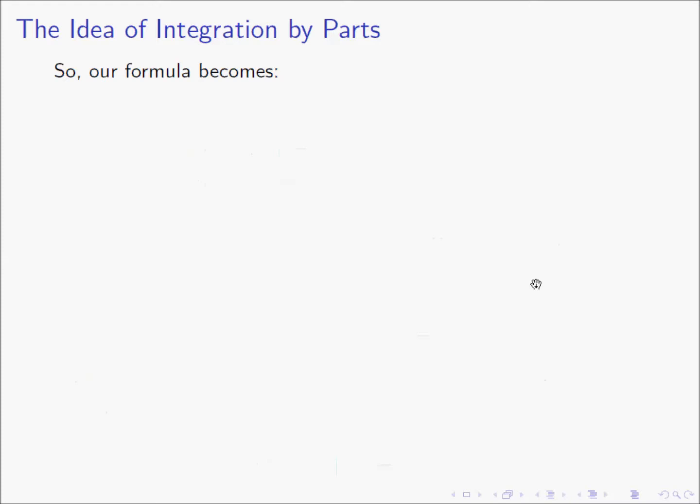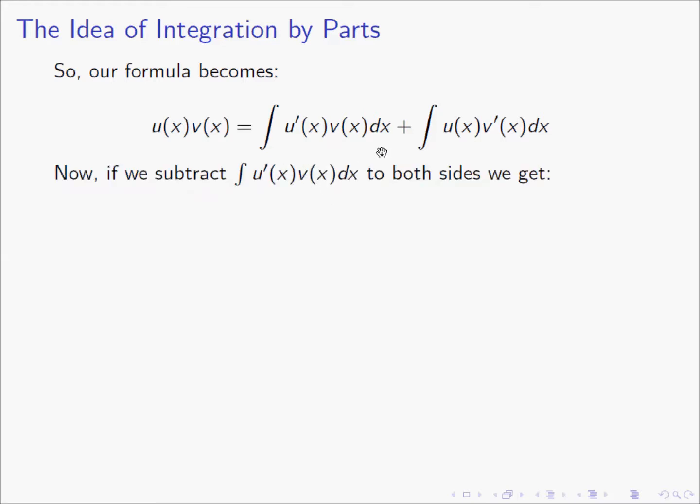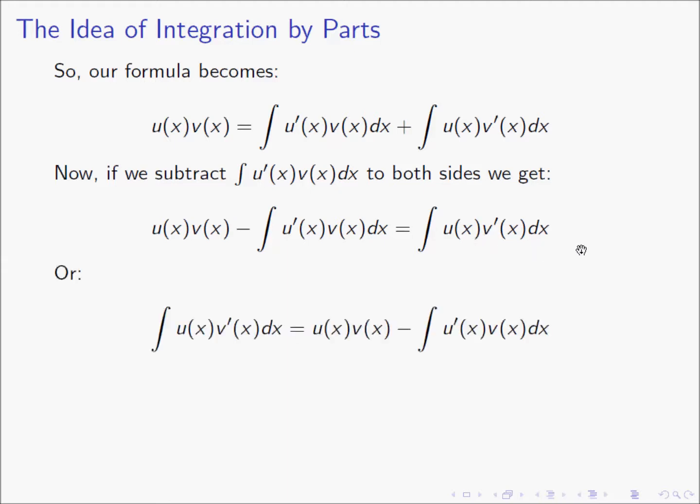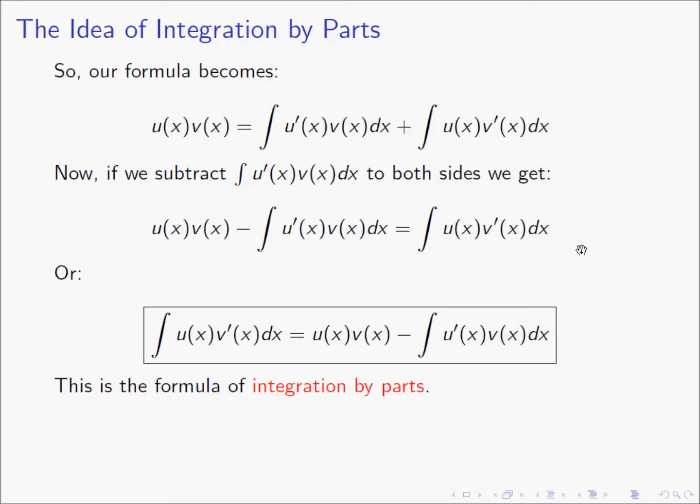So using this fact in our formula, we have this. And now we can subtract this term from both sides and we get this formula. Or another way to write this is this. And this is the formula of integration by parts. The idea is that here you have a complicated integral that you don't know how to solve. So using this formula you can transform this into this sum, where this integral will be much easier to solve.